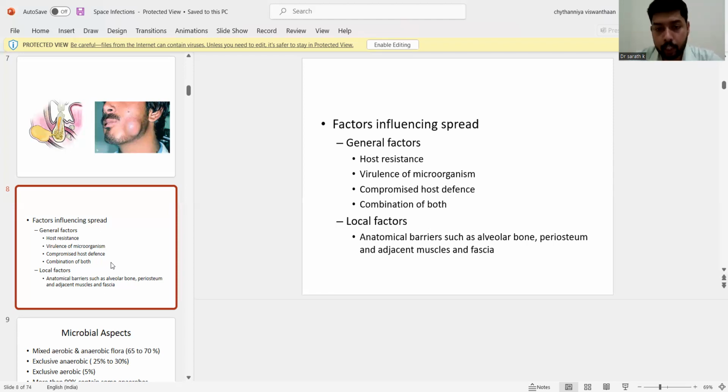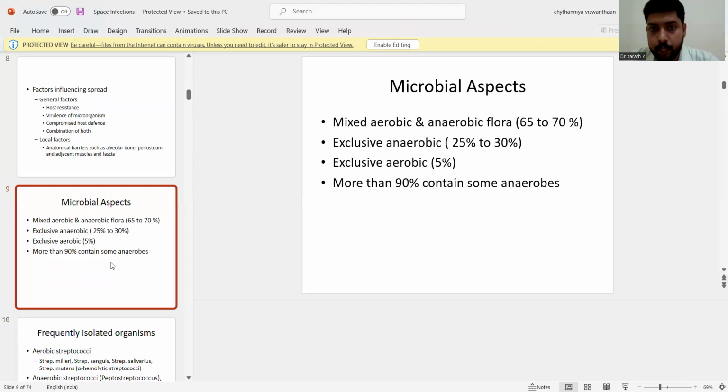Then the local factors include anatomical barriers such as alveolar bone, periosteum, and adjacent muscles and fascia. The area where the infection is spreading is also very important. These anatomical factors vary depending on the strength or thickness of the bone. The spread may vary in different areas of your face.